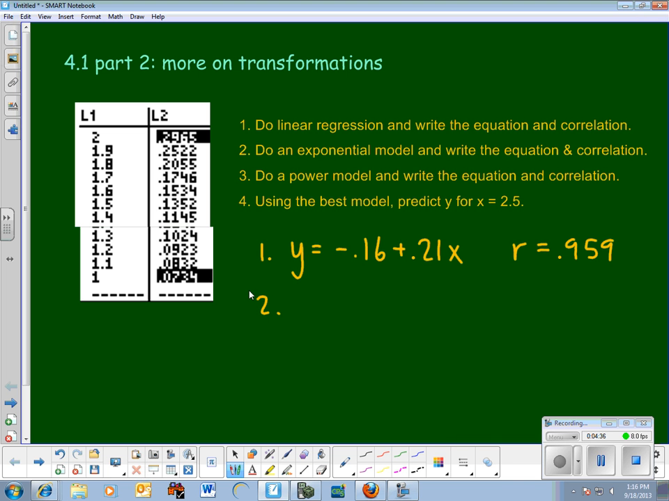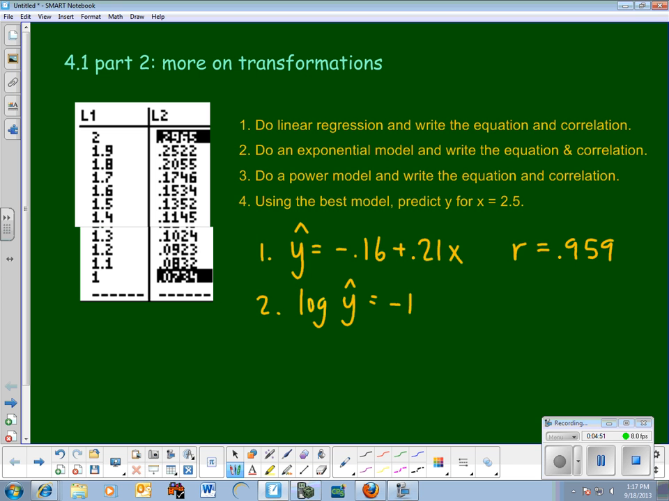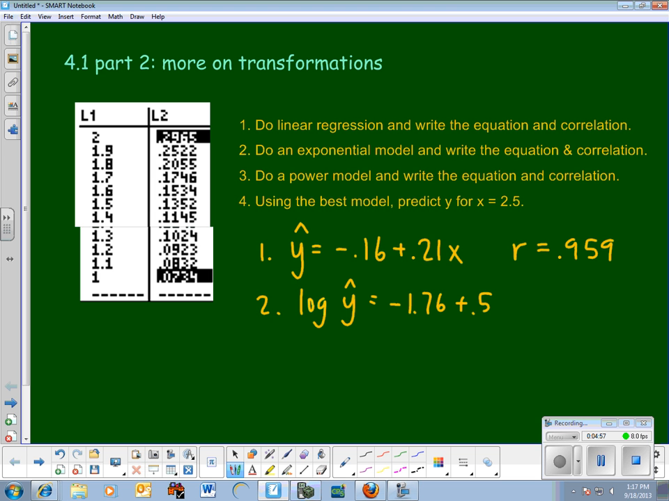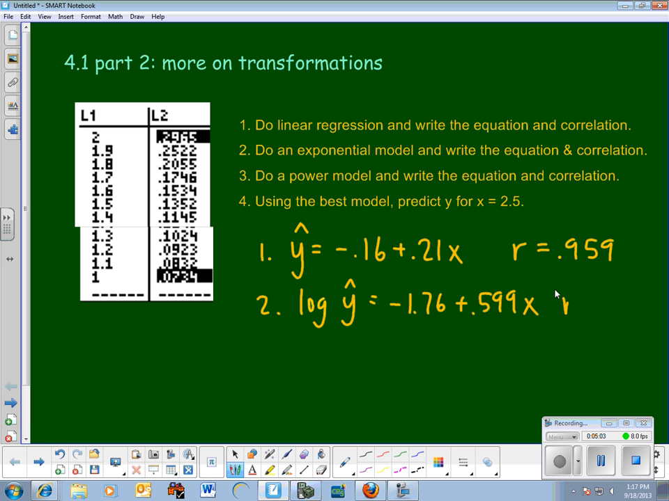So in number 2, and by the way, I need a y hat there. In number 2, I have log of y hat is equal to negative 1.76 plus 0.599x. And I had a pretty good correlation of 0.995.